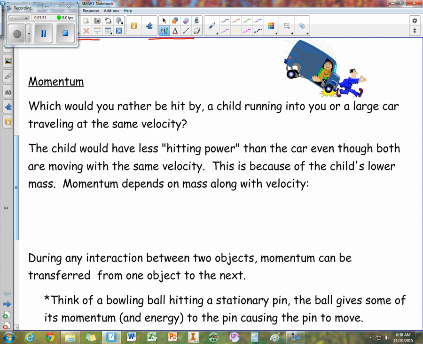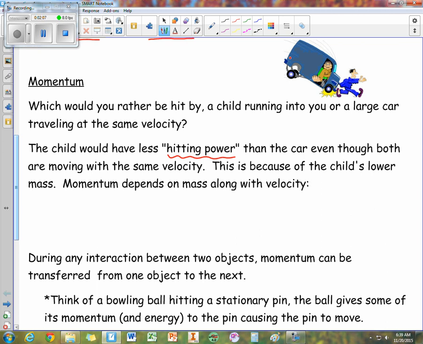Starting off with a hypothetical question here. Let's say we have a child and a car both traveling at the same velocity. Would you rather be hit by the child or the car? Obviously, you would rather be hit by the child. We could say the child would have less hitting power than the car. And really, you could talk about materials, child versus steel, but mainly it's going to come down to mass. The child has a lower mass.